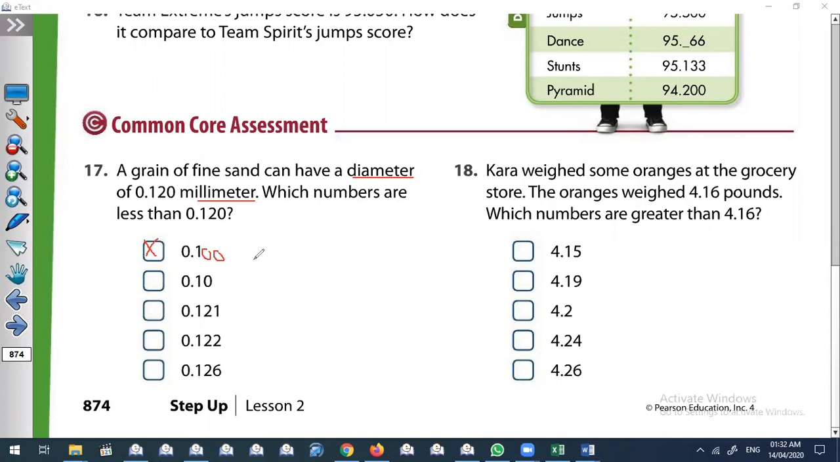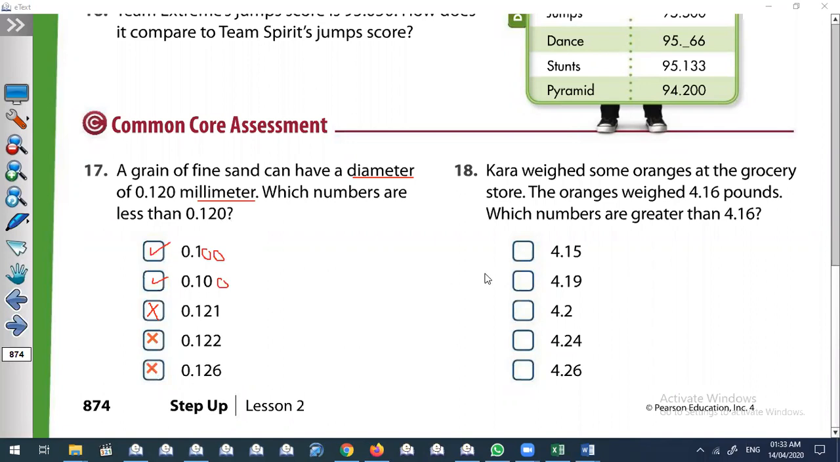So which number is less than? I need the number to be less than, so this number is right, because 0.100 is less than 0.120. Yes. 0.121 less than 0.120? No. The next one. 0.122 less than 0.120? No. 0.126 less than 0.120? No.